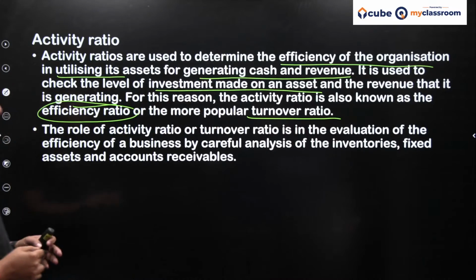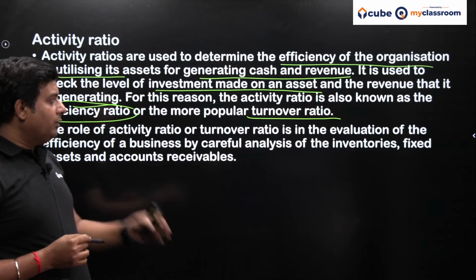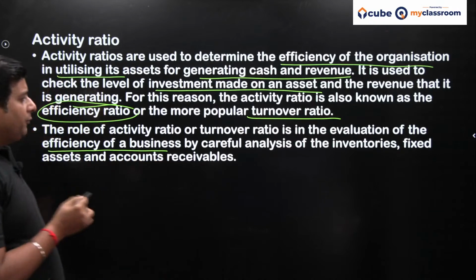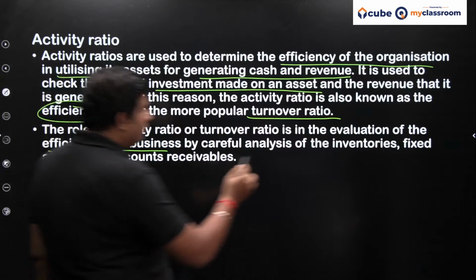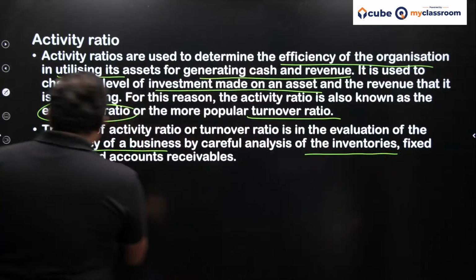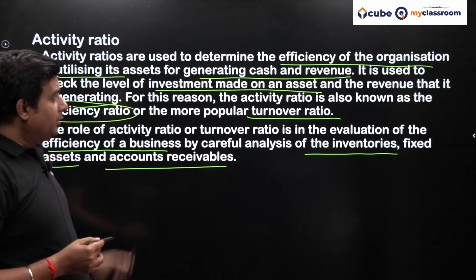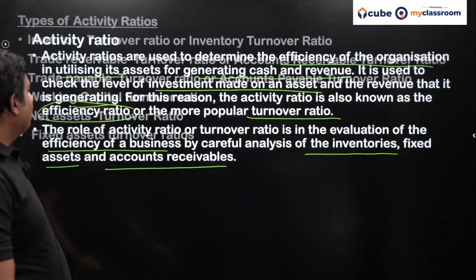The role of activity ratio or turnover ratio is in the evaluation of the efficiency of a business by a careful analysis of the inventories and fixed assets or accounts receivable. So we are going to talk about this today.